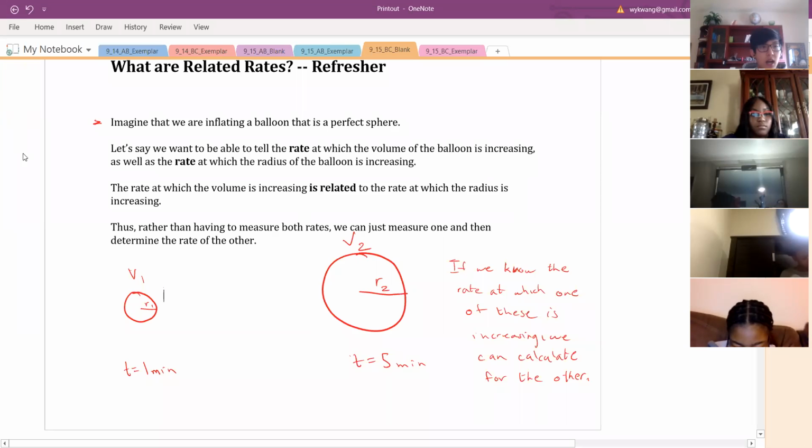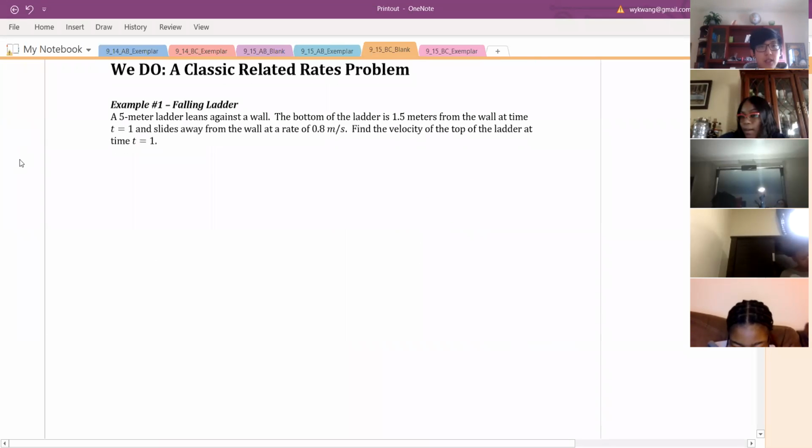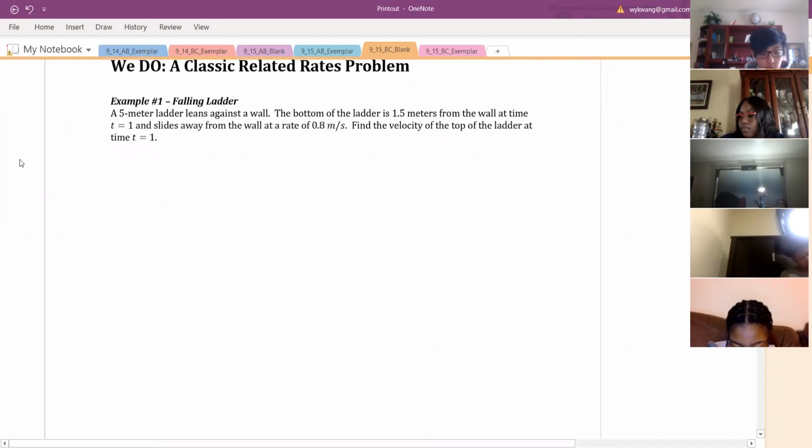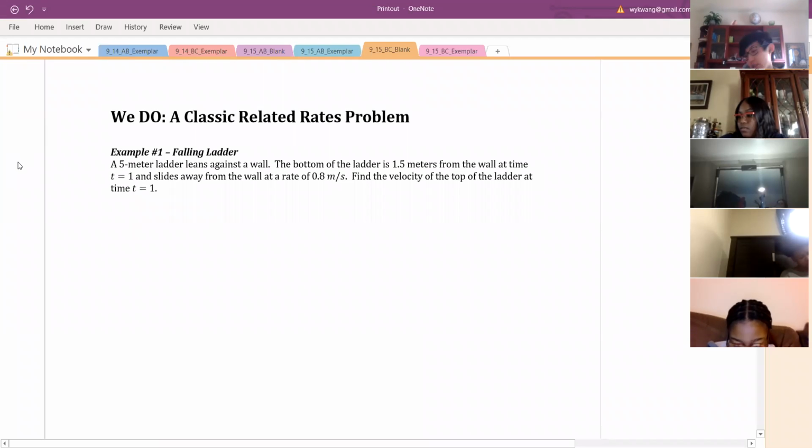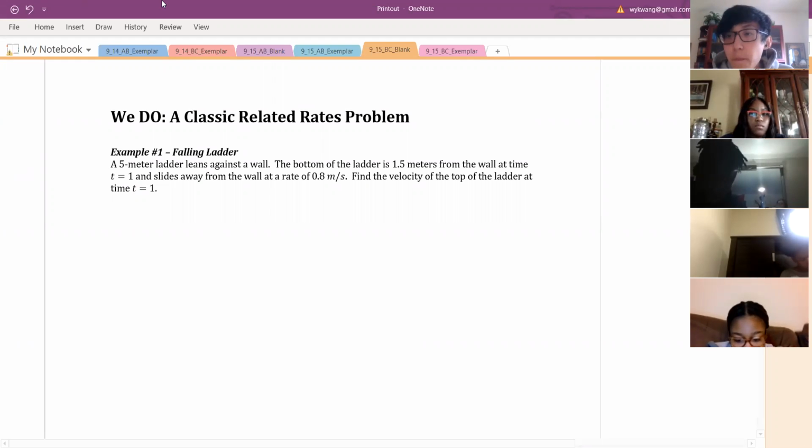Okay, cool. So I think the best way to do this is we are just gonna tackle our first related rates problem and go straight into an example problem. I'm actually gonna cold call for someone to please come off mute and read this problem out loud so we can try to understand it. Zakaya, could you please come off mute and read out the problem?